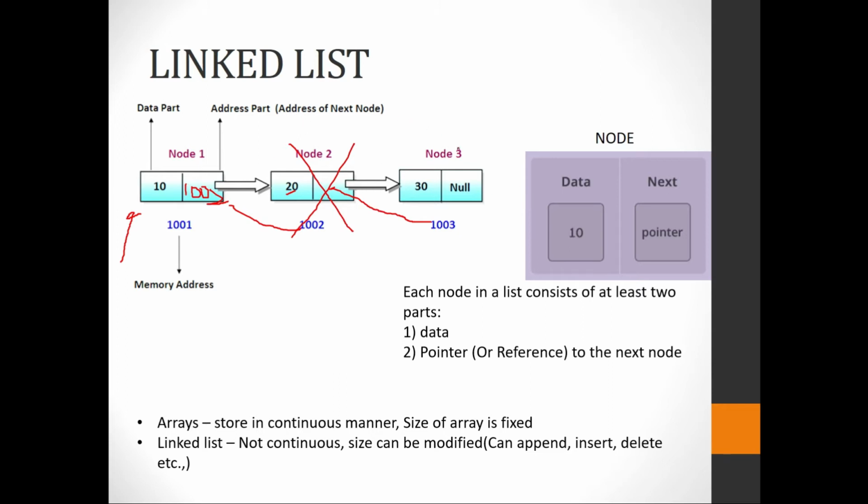Now, the size also can be modified easily in a linked list. This is the major difference between an array and a linked list. You should remember this. An array stores in a continuous manner and the size of the array is fixed. If you take linked list, it is not continuous and the size also can be modified. And whenever you think of linked list, remember a train where every coach is connected together.